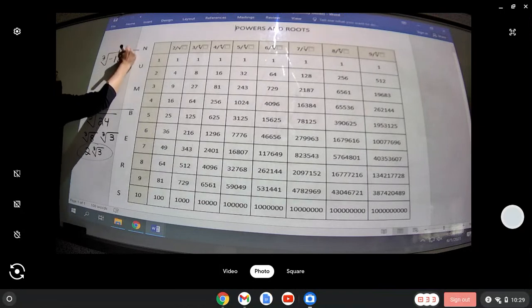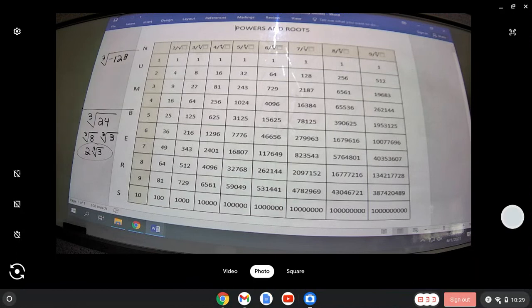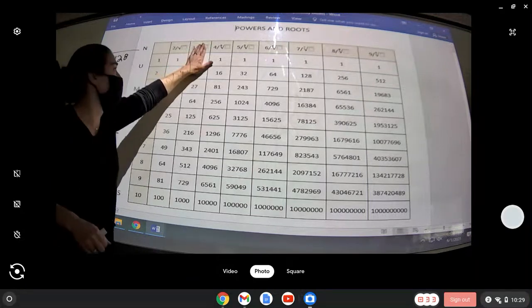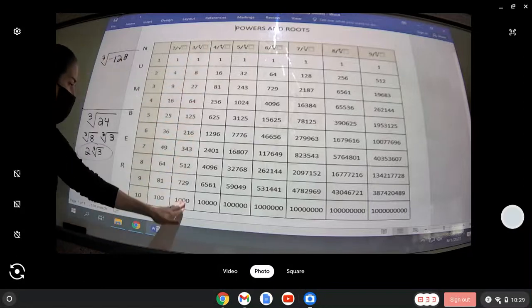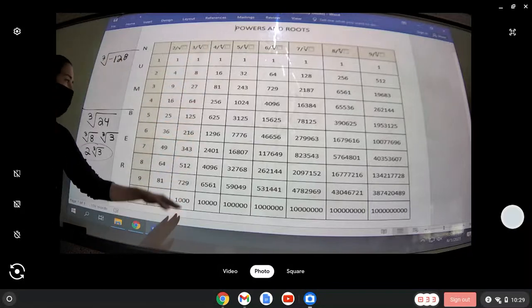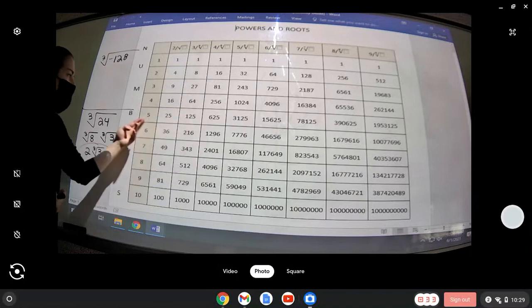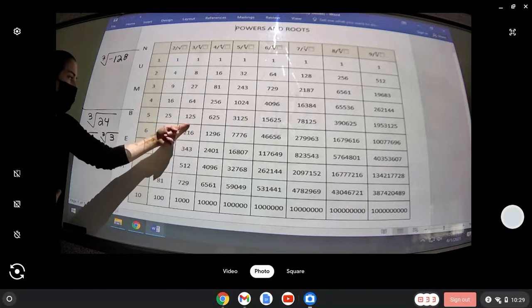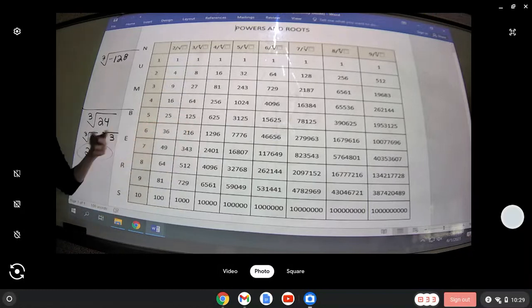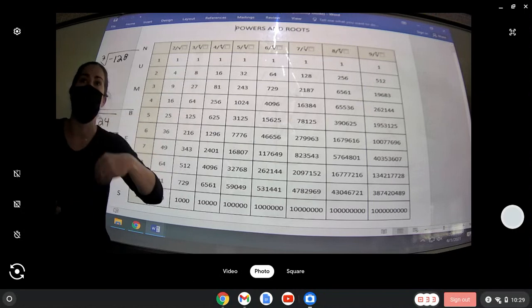Don't let the negative scare you. Just keep working it. Don't worry about it. Take the third root of negative 128. Well, guys, go to your third root column. Look for the number 128. Well, shoot, it's not there. It went from 125 to 216. So clearly 128 is somewhere in here. If I took the third root of it, it's 5 point something. You cannot take the third root of negative 128 and get a whole number back.